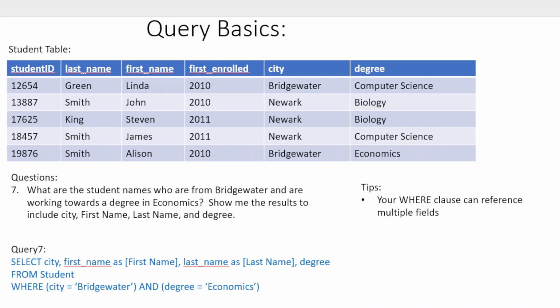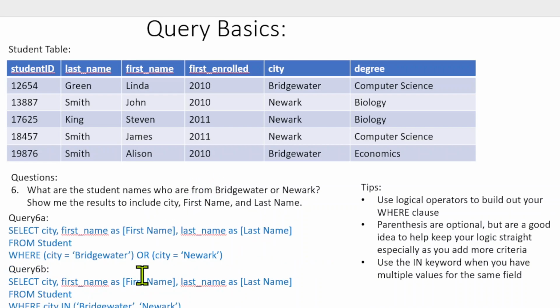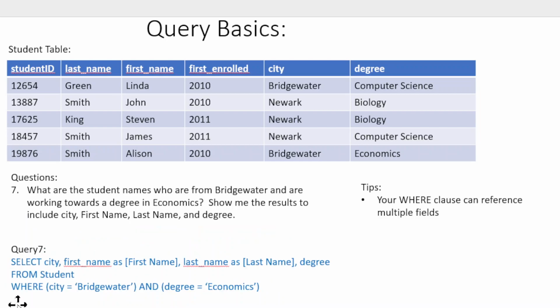You can use AND statements. We did an OR before, so that gives us AND statements. It's got to be from Bridgewater and the degree has to be economics. And again, I think these parentheses are not necessary, but it's not going to hurt to have them, let's put it that way.